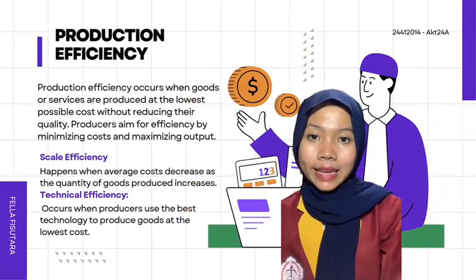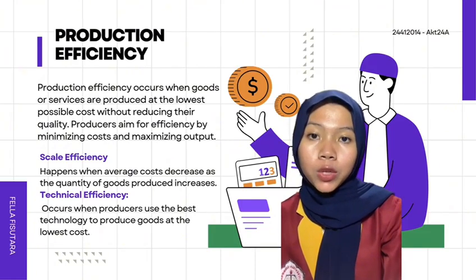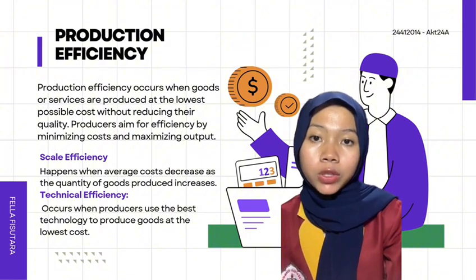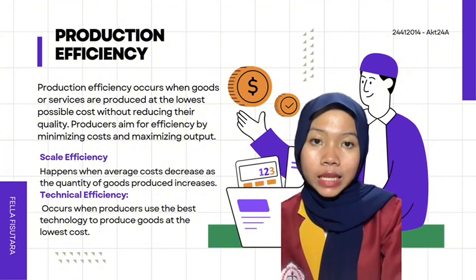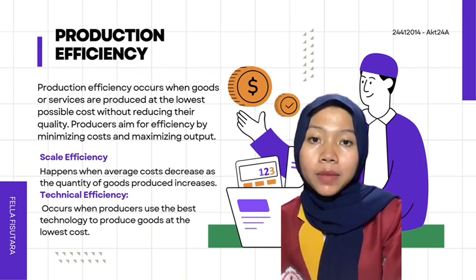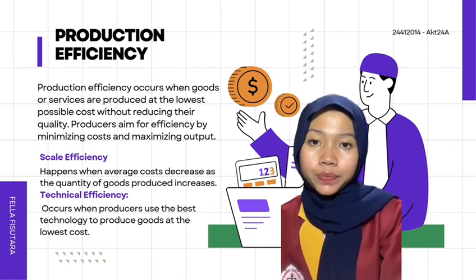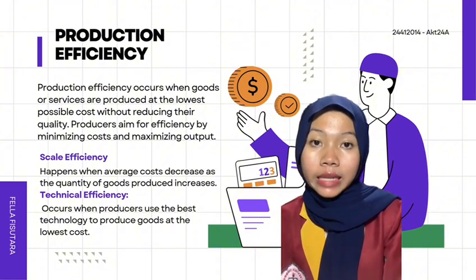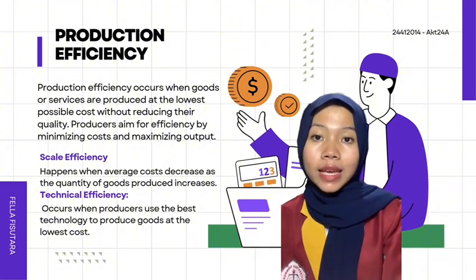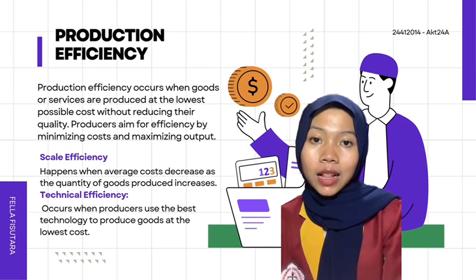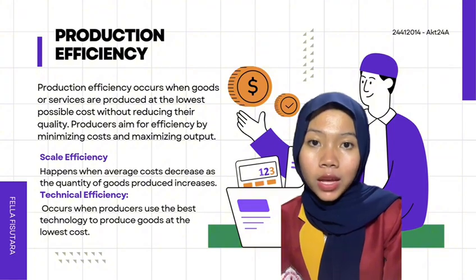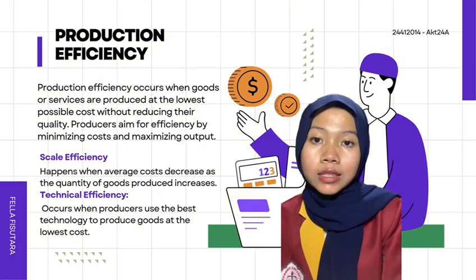Production efficiency. Production efficiency occurs when goods or services are produced at the lowest possible cost without reducing their quality. Producers aim for efficiency by minimizing cost and maximizing output. Scale efficiency happens when average cost decreases as the quantity of goods produced increases. Technical efficiency occurs when producers use the best technology to produce goods at the lowest cost.